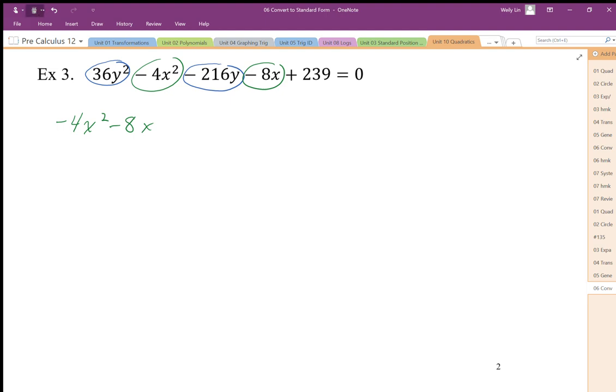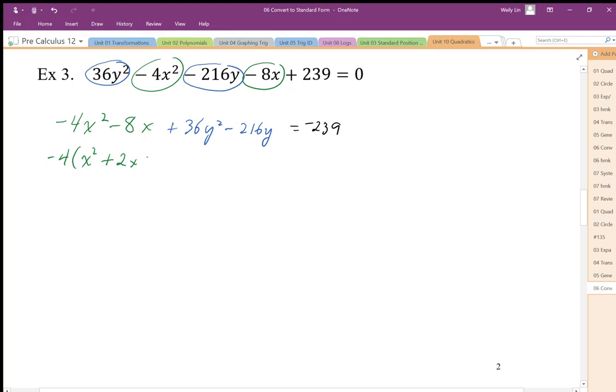Okay, so I'm going to end up with plus 36y squared minus 216y, and I'm going to put the 239 on the other side of the equation. Complete the square means I need to factor this, so just be careful when you're factoring. You're factoring the negative out of here, so it becomes plus 2x, so that sign changes.